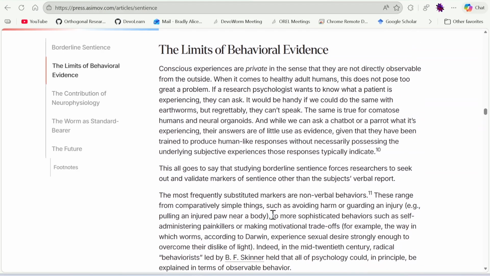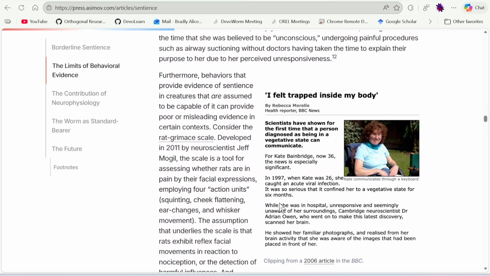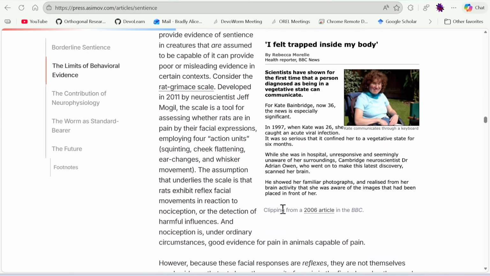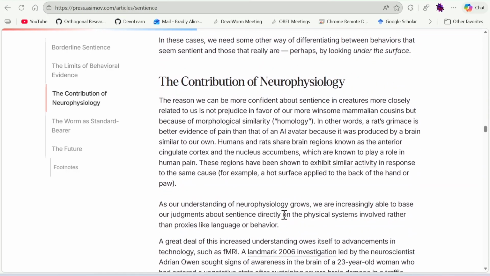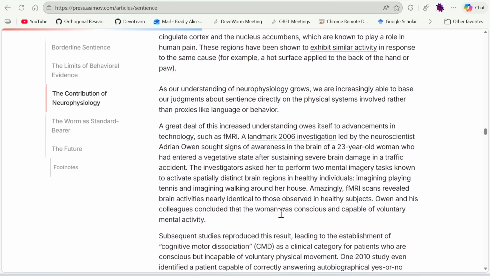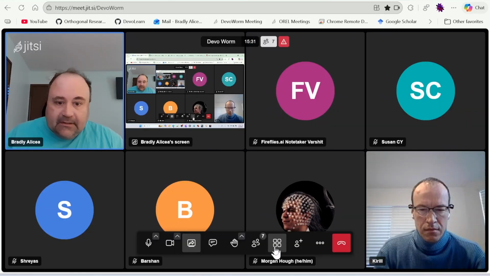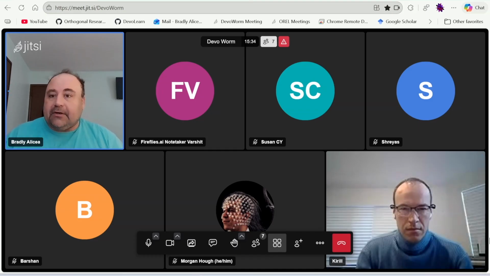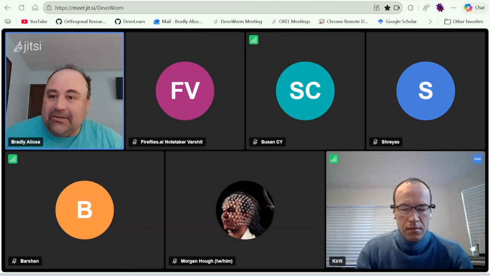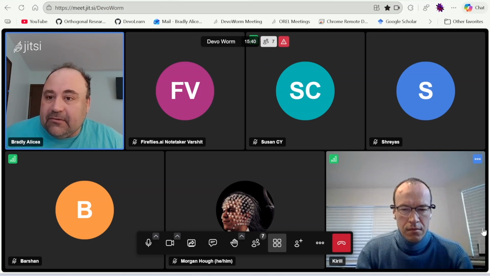This all goes to say that studying borderline sentience forces researchers to seek out and validate markers of sentience other than subjects' verbal reports. So a lot of sentience research has been reliant on self-reports, verbal reports, and we'd like to have a neurophysiological set of correlates for that. And so this just goes through how this might be done, and more parallels with humans, and where neurophysiology can play a role here in some of the findings. So that's good. This is something I ran across in reading Asimov Press. It's a good article. There's a lot more detail, of course.